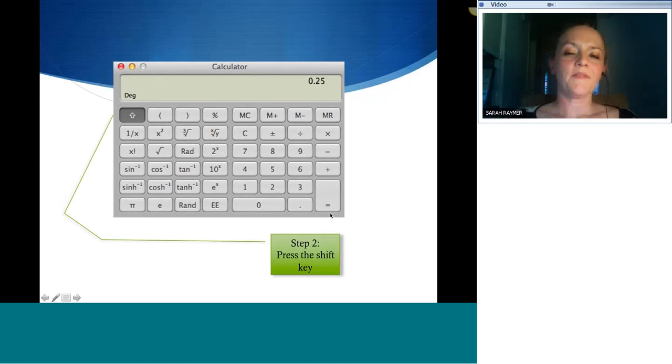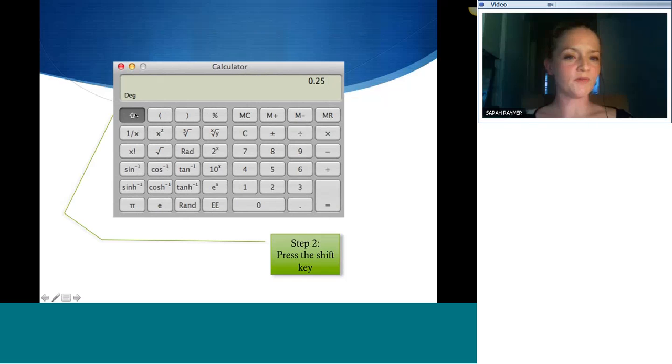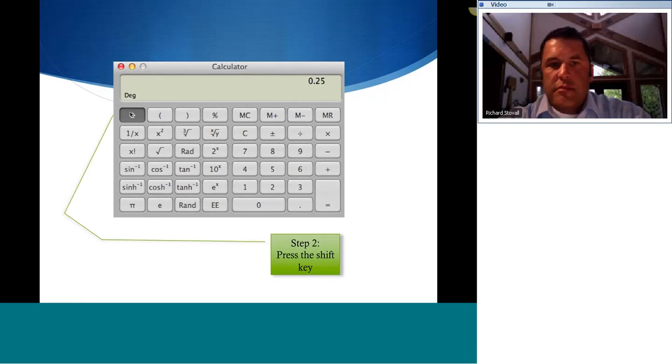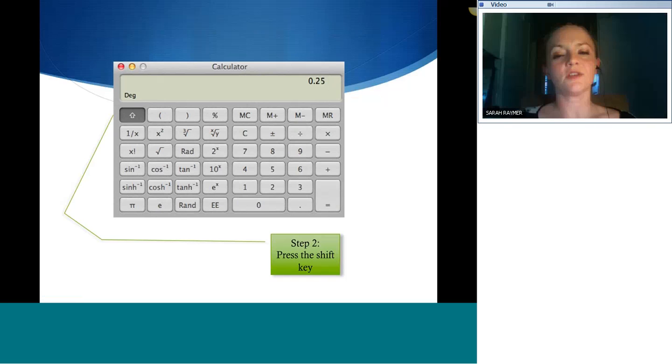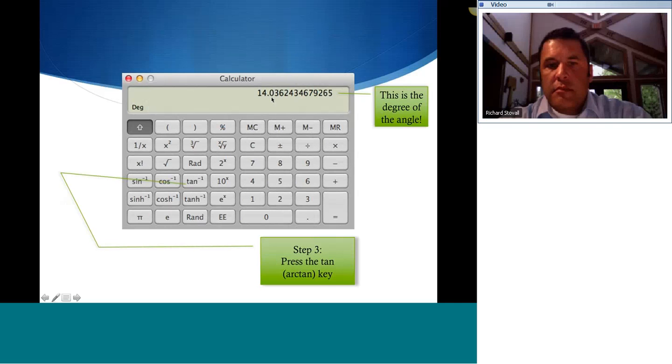Step two, you're going to press the shift key, which, depending on your calculator, may look different. With this one, it's an arrow. Most scientific calculators actually have the word shift near the button. So you press the shift key, and then step three, press the tangent key or the arctan. Tangent turns into arctan when you press shift. You press shift, press the arctan, and there you go. That's the degree of your angle.